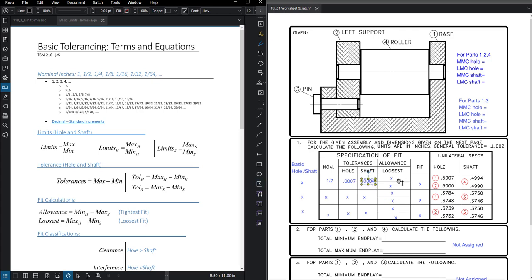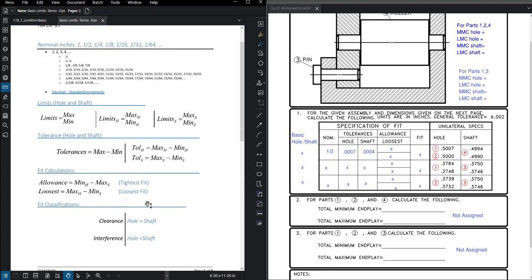Now, when these parts are fitting together, how do these limits kind of fit together? How do we know what's going on inside there? We can kind of calculate 2 things. Based on these limits here, we can identify what is the tightest possible fit and the loosest possible fit between these parts. So over here, you can see that tightest fit, sometimes called allowance, is minimum hole minus maximum shaft. So if we look at the limits here, 0.5 minus 0.4994 tells me that the allowance is 0.0006. So tightest fit conditions, we've still got 0.6 thousandths of an inch clearance.